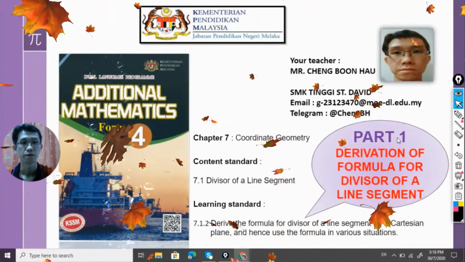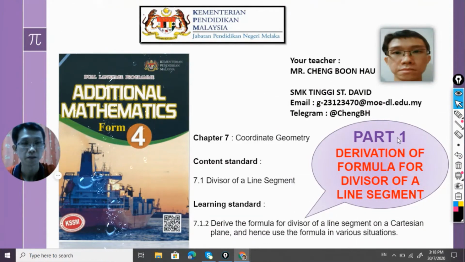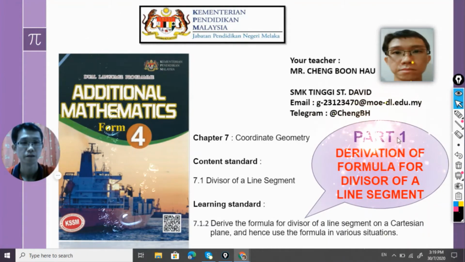I would like to divide this lesson into two parts, where in part 1 today I am going to show you how to derive the formula for divisor of the line segment, and for the next coming lessons, part 2 will show you how to apply the formula in various situations in our daily life.